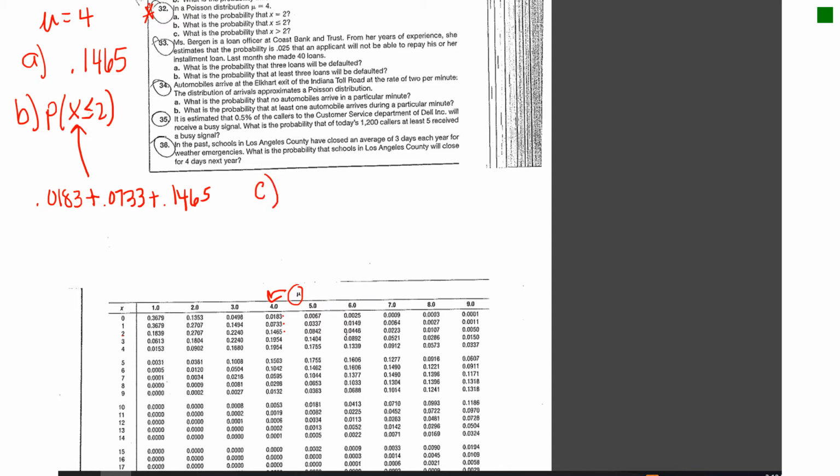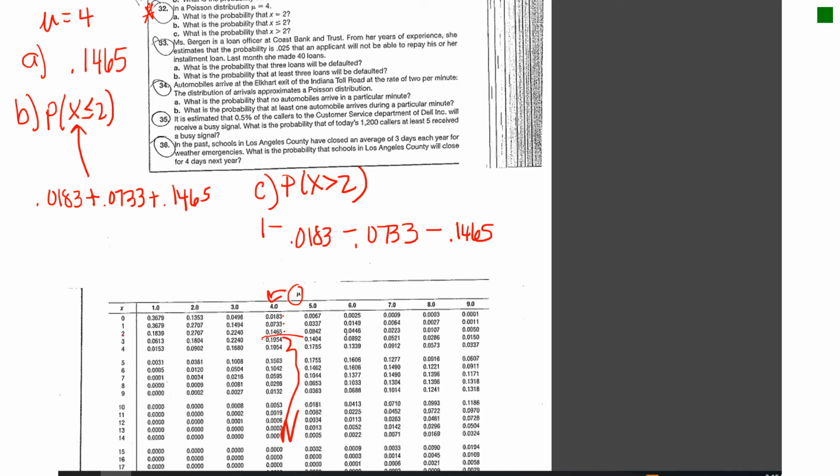All right. Now, the last one says, what if we want the probability that x is greater than 2? So now we're going to go the other way. I go to my area in the probability table. I'm still at 4, and so more than 2 is going to be 3 through infinity. So the way you want to do this one is to simply take 1 minus 0.0183 minus 0.0733 minus 0.1465. So that's going to give you, I'm going to draw a line right there, 3 to infinity.